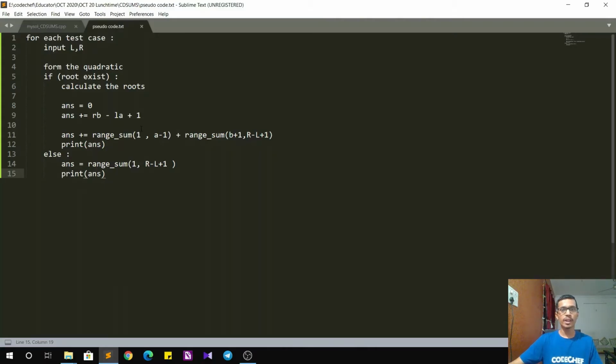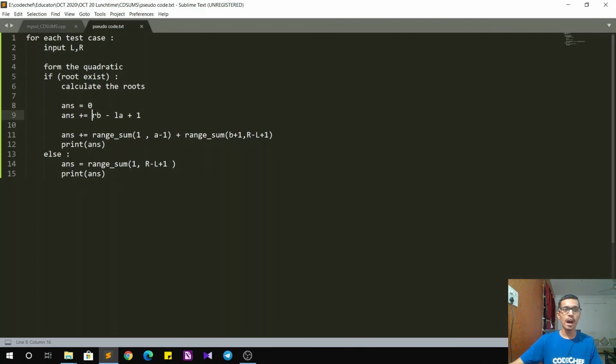So now that we have understood the solution, let's move towards the pseudocode. The pseudocode goes as follows. For each test case, we will take the input for L and R and then form our quadratic. Then, if the roots of the quadratic exist, we calculate the roots, that is alpha and beta, and then we initialize our answer variable to 0.